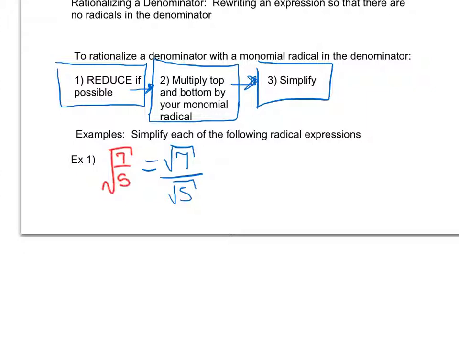So the next thing I'm going to do, if you look at my flow map up here, is multiply both the top and the bottom by my monomial radical. My monomial radical is on the bottom, and it's always going to be the bottom one, because the bottom one is the one I'm trying to get rid of. So I'm going to multiply top and bottom by the radical of 5.